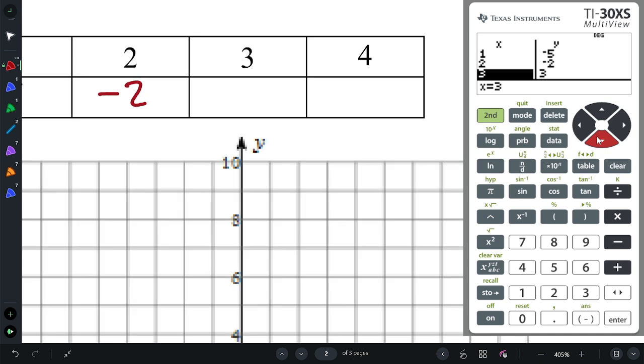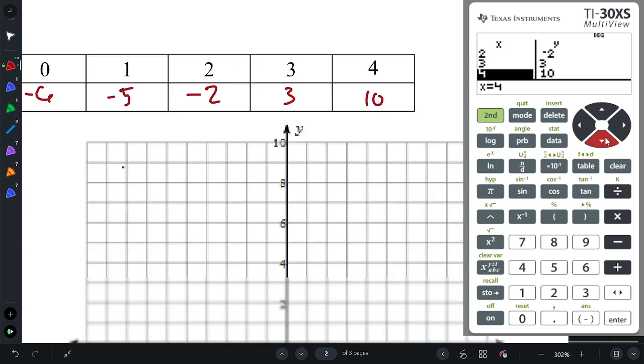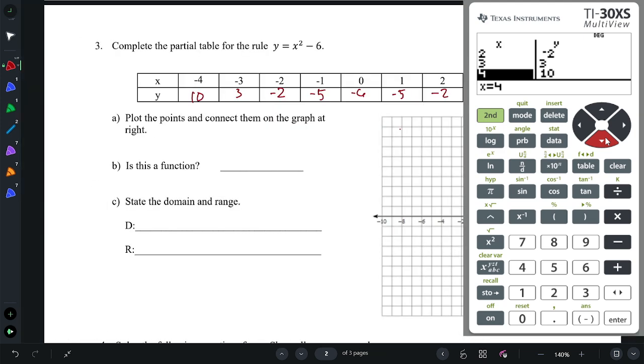3 is going to hit at 3. Really? Square that? Square that, I get 9 minus 3 is 3, yeah. And then 4 is going to take me back up to the number 10. All right, so I've got the values there represented, and I found those pretty nicely.